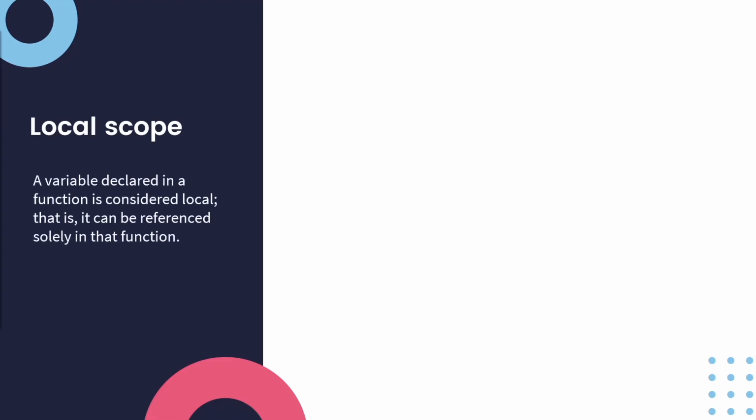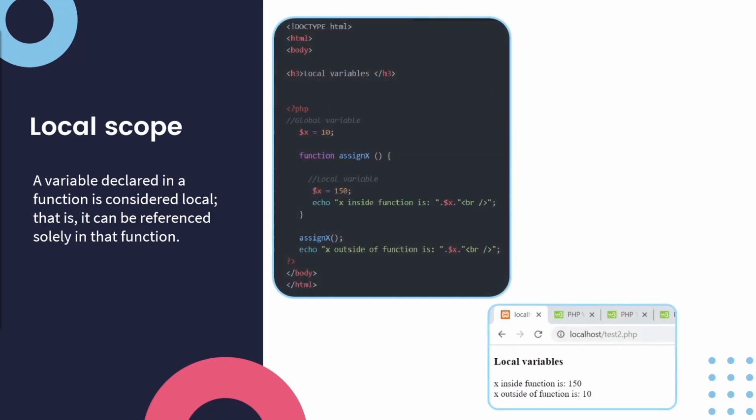So this brings us to our local scope variables. And this is a variable declared inside a function. And this is considered local. That is, it can be referenced solely within the function that it is being created in. Any assignment outside of that function will be considered to be an entirely different variable from one contained in the function. Okay, so here is another example, and this is what our output looks like.